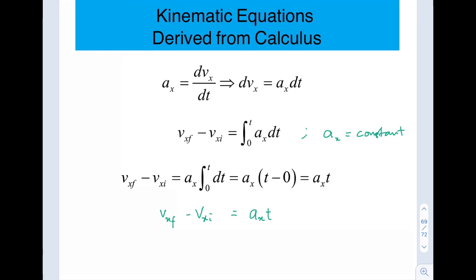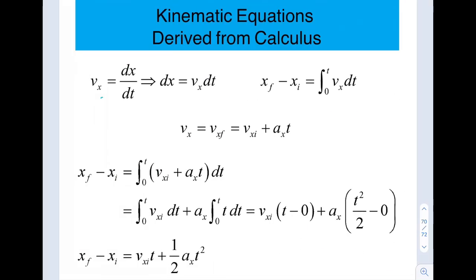Alright, or we are used to this: vx final minus vx initial over the time taken. You should be familiar with this form, instead of this form. Actually, they are the same thing.